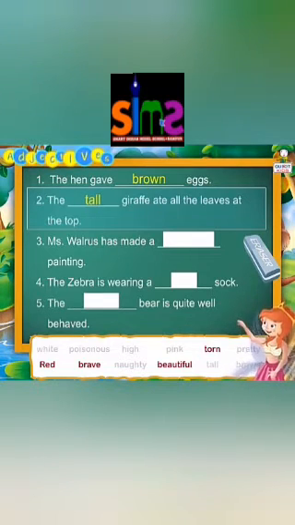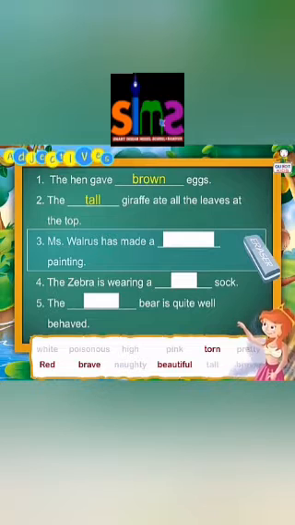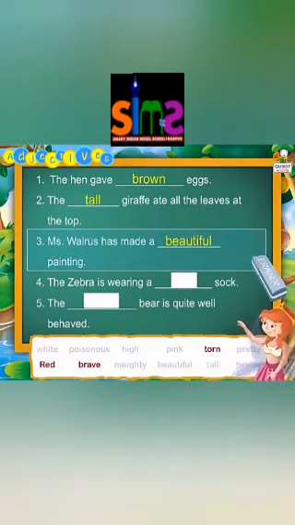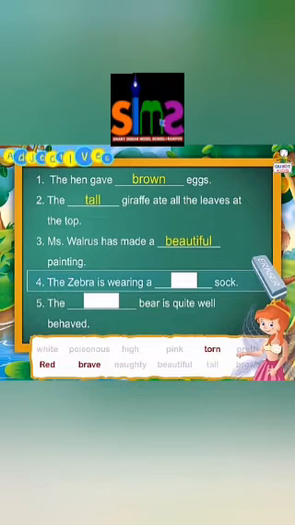Tall is an adjective. Miss Walrus has made a dash painting. Beautiful. Miss Walrus has made a beautiful painting. Beautiful is an adjective. The zebra is wearing a dash sock. Torn. The zebra is wearing a torn sock.